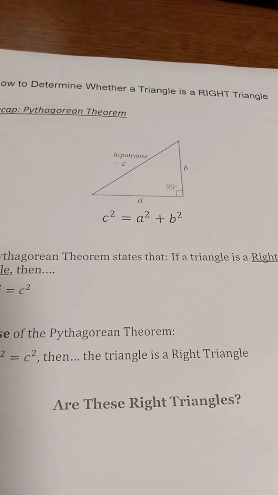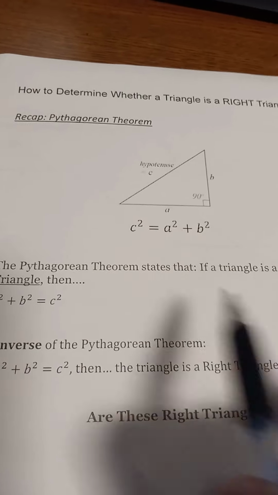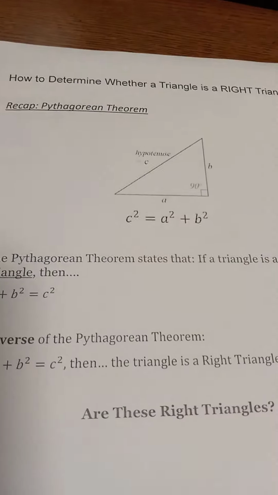Today we're going to use the Pythagorean Theorem and the converse of the Pythagorean Theorem to determine whether a triangle is a right triangle. I'm going to show you a few things. We're going to recap what the Pythagorean Theorem is, and then we're going to go through some problems together. So how do we determine whether a triangle is a right triangle? Again, we're going to recap the Pythagorean Theorem.